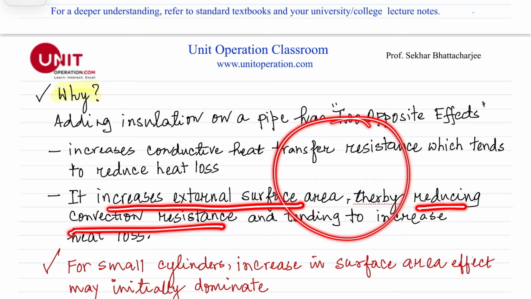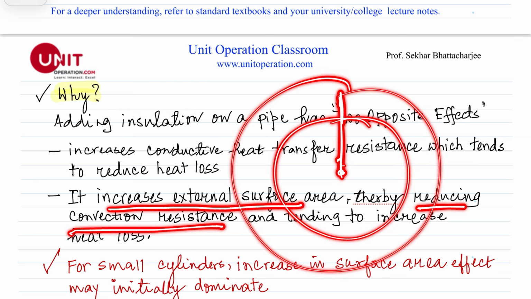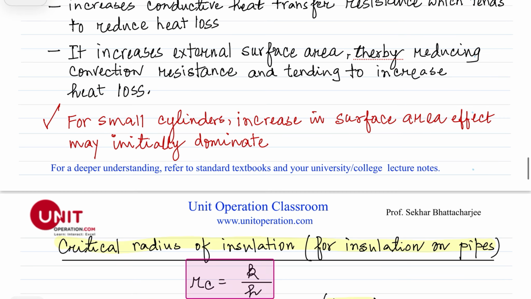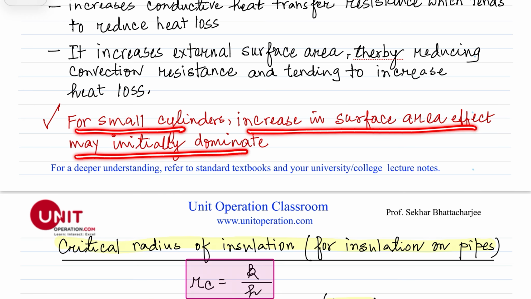So again summarizing, if we add insulation, this conductive resistance of course is increasing, so that will reduce heat loss. But since the area is increasing, that will increase the heat loss. So there are two opposite effects. Okay. So for small cylinders, the increase in surface area effect may initially dominate. If there's a very small pipe, if we keep on increasing the insulation, that would have the opposite effect.